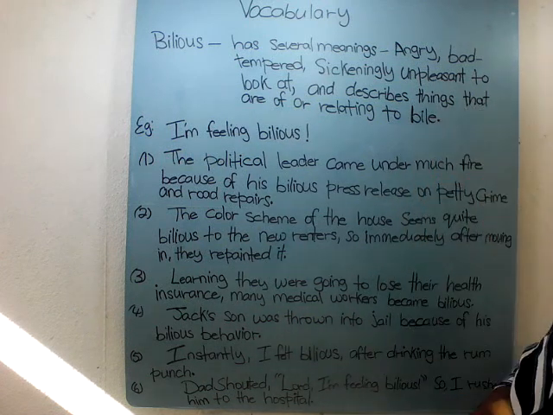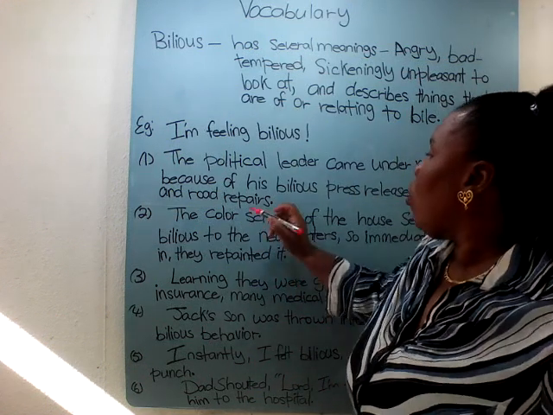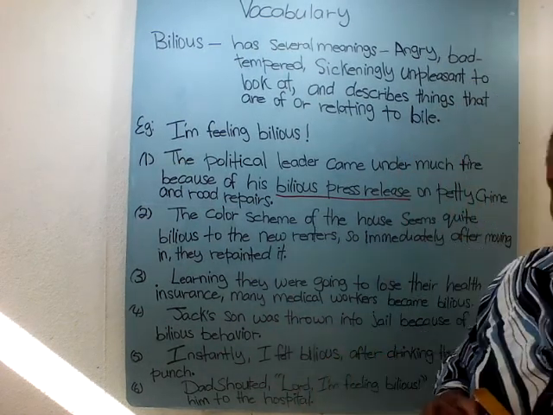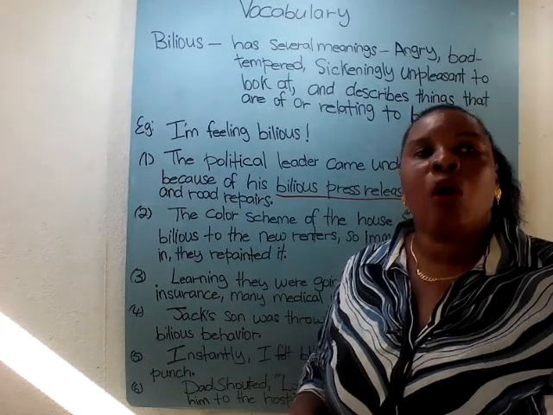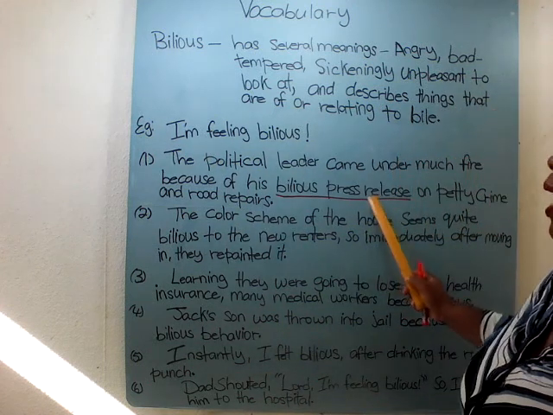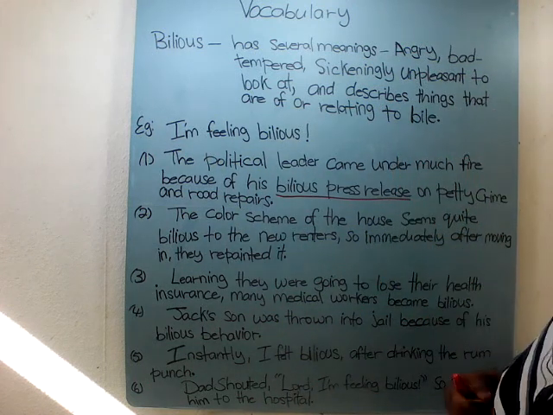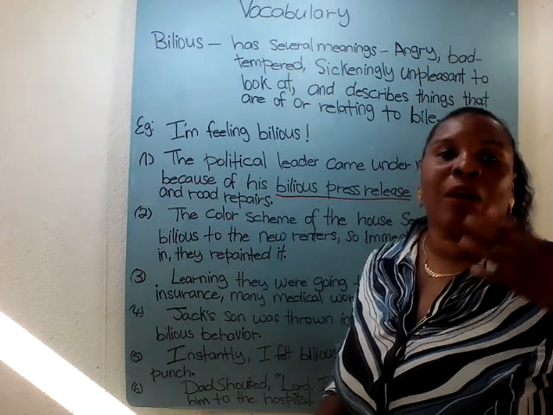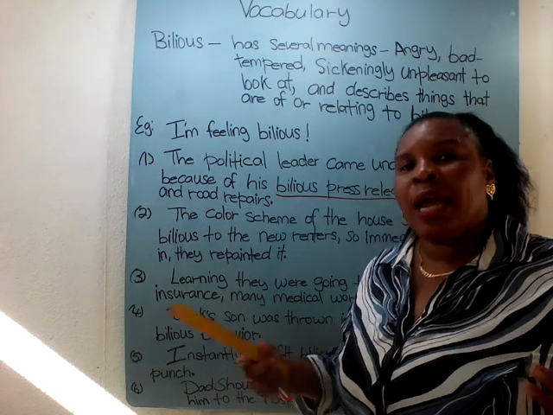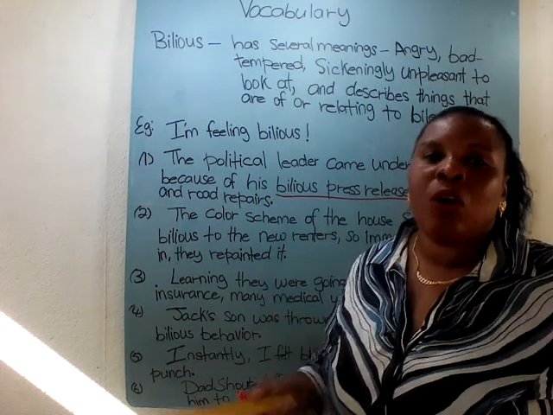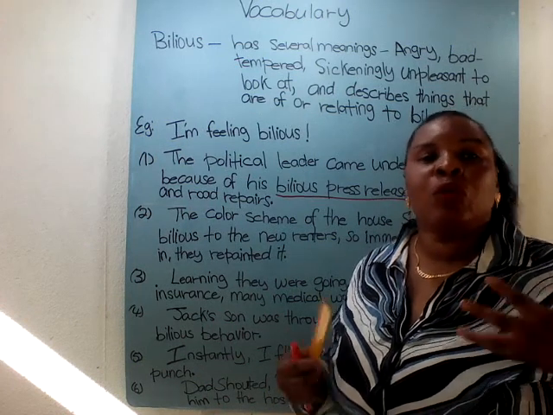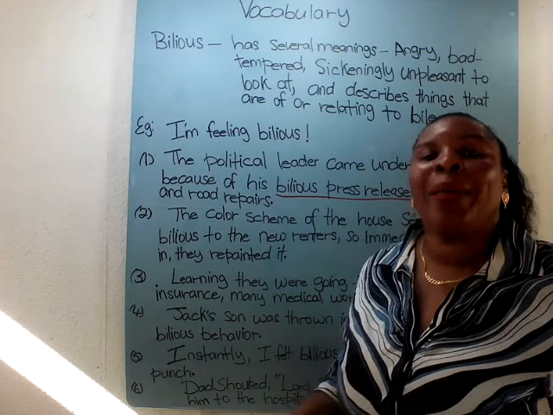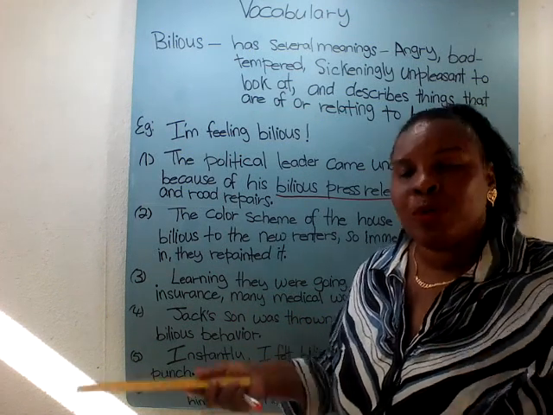So the political leader came under much fire because of his bilious press release. So here he is, before he tried to console or comfort the people, he's giving out an angry or unpleasant comment about petty crime and road repair. So he's not going to fix the roads right now, or the crimes are too petty, so he's not going to pay attention or put them into law or create any laws around them, because they are only petty crimes. That we know petty crimes grow from petty to more severe.